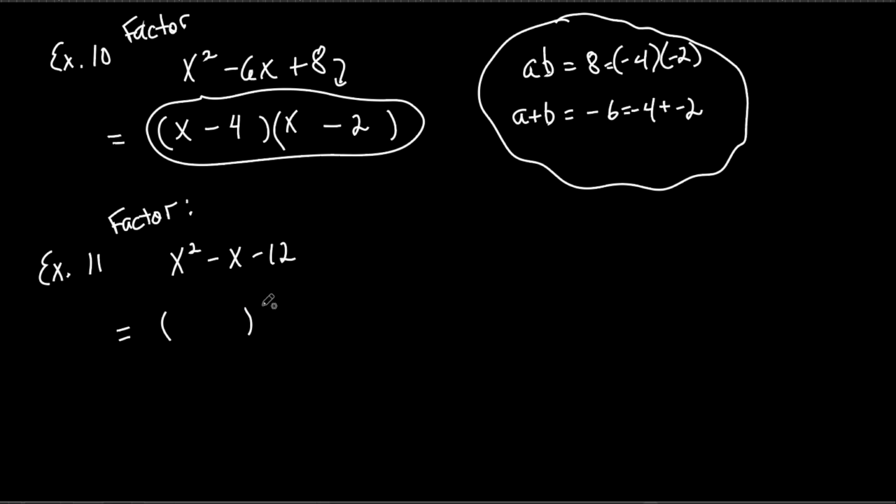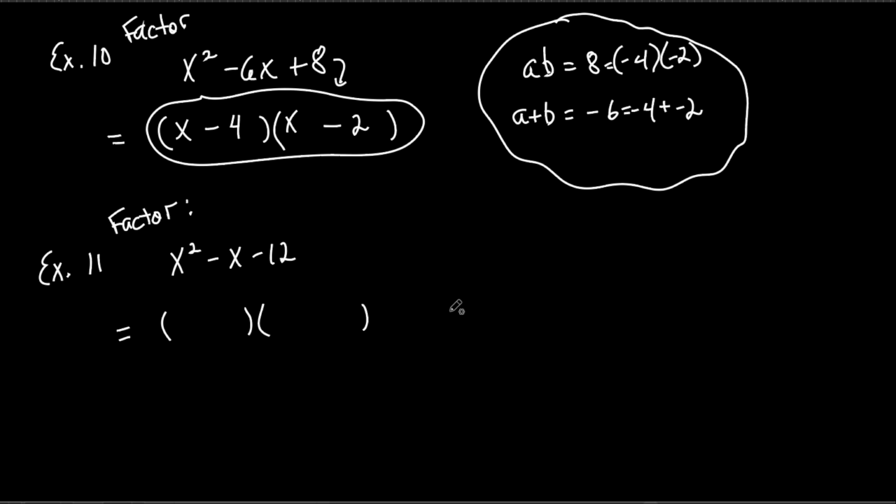So this is the first thing you should have done. Put your two sets of parentheses. And then I would put the signs in there. Now this is a little bit different than the two we've done so far. The ones we've done so far, that last term has been positive. So they've either both been positive or they've both been negative. But on this one, that last term is negative. So think of the last terms. This times this has to equal a negative.